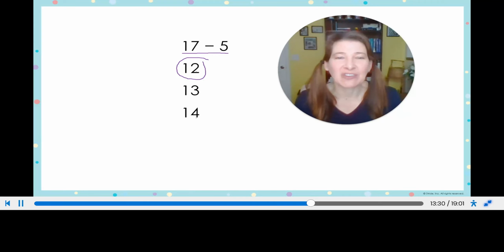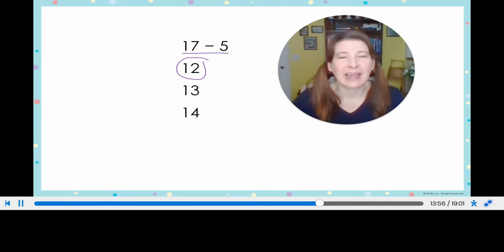Now let's think about strategy. Could you have used make a 10? Not in this case. Because if you're starting with a total of 17, you would need at least 7 counters to empty out that second frame. We don't have enough. So the make a 10 strategy doesn't even work here.